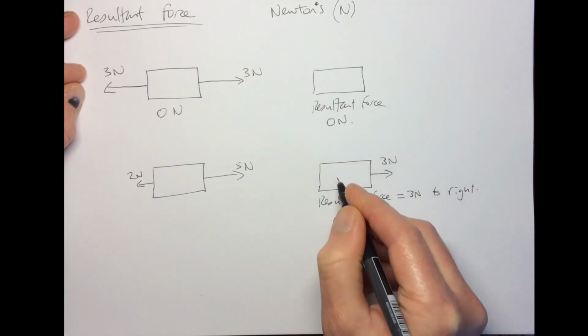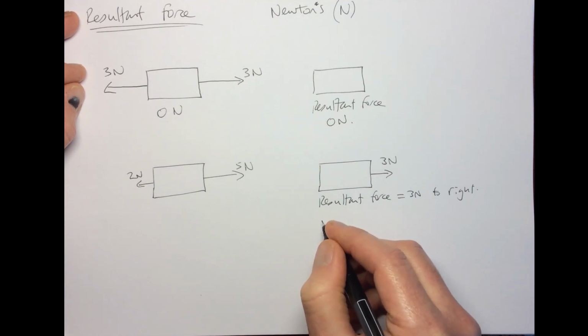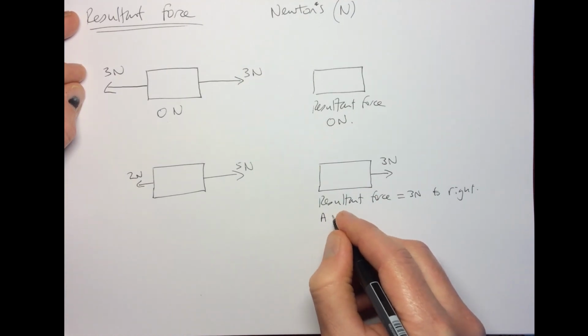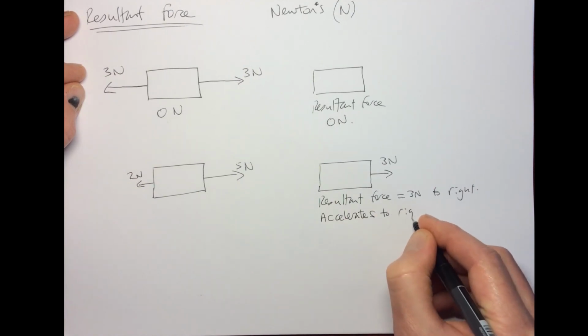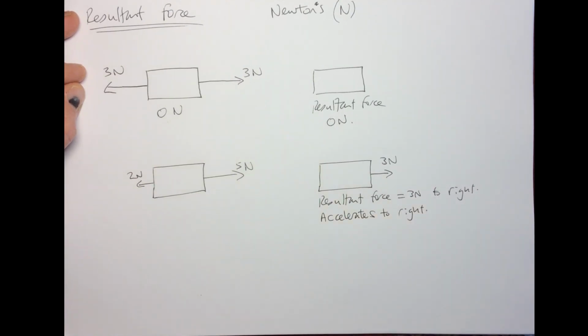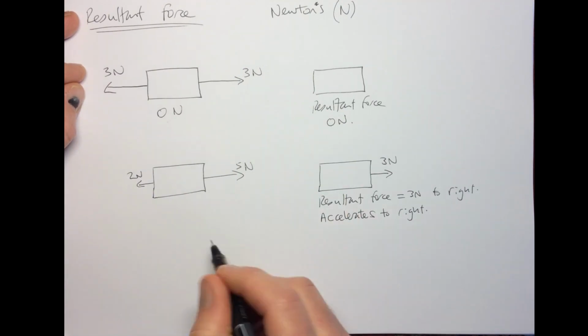And that means that this box here will actually start to move. It will speed up. It will actually accelerate. This box will accelerate to the right. So that's how we work out resultant forces.